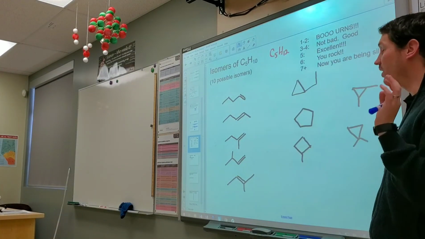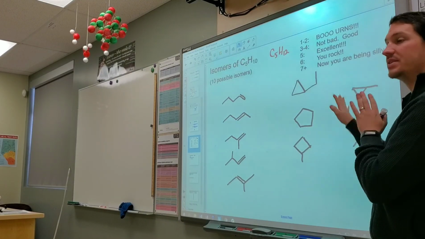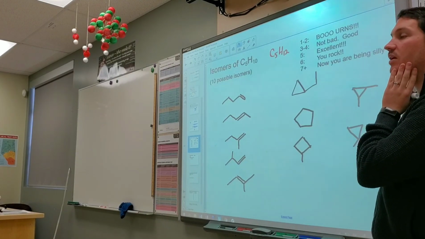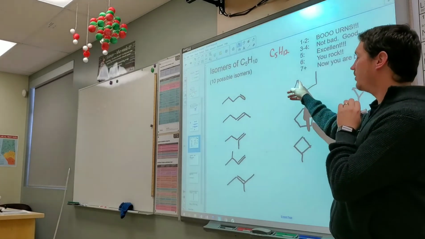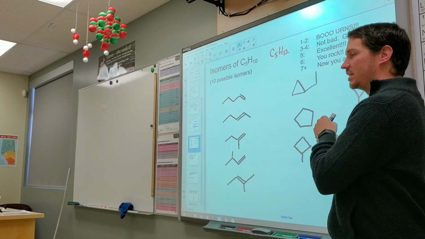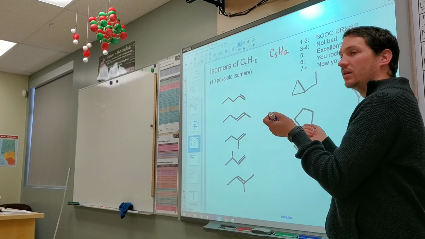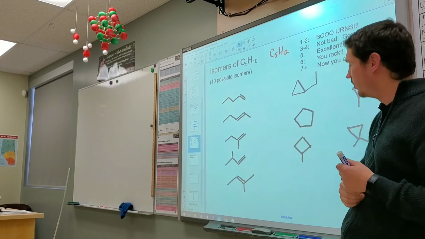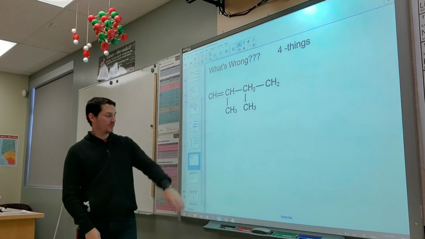I want to be very clear. These cyclic compounds over here are saturated, because you cannot force any more hydrogens onto them without splitting the molecule up, without breaking the actual structure of the molecule.